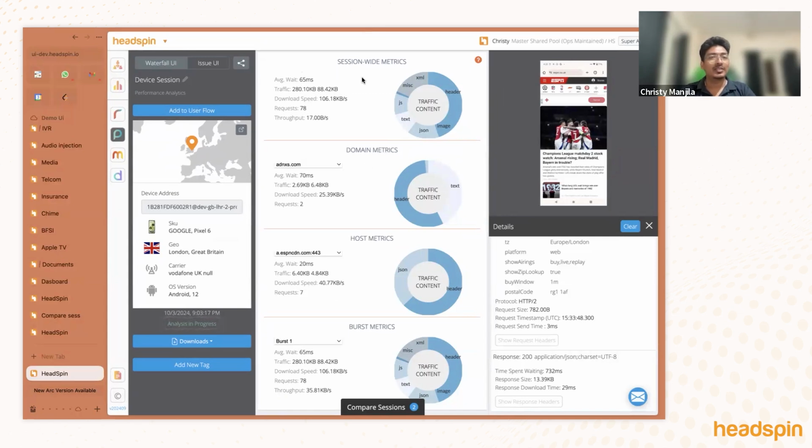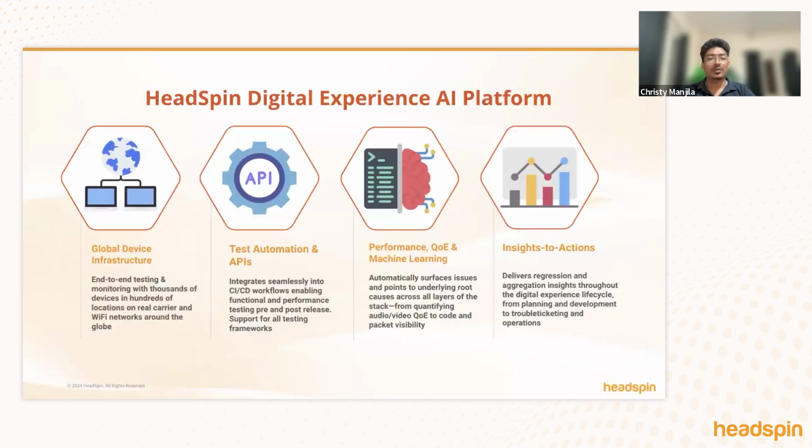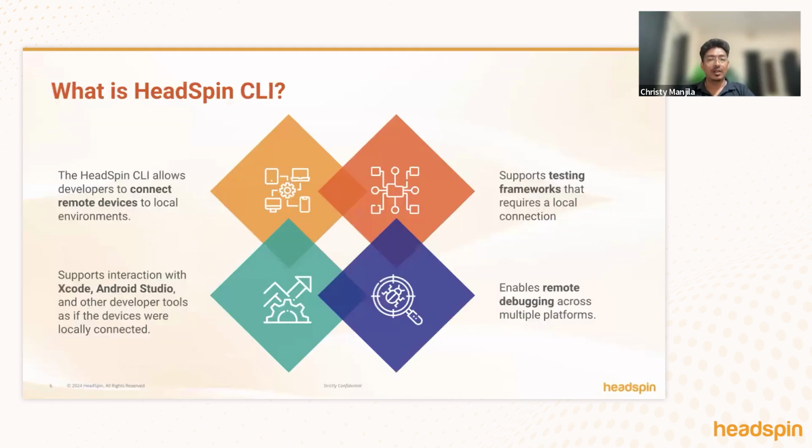Give it two more minutes. I'll give you a little briefing of what happened, Rajesh. Basically, we were just talking about how you can use HeadSpin CLI to get any remote device locally accessible. The CLI tool itself helps you connect remote devices onto your local laptop or desktop so that you can run the server.